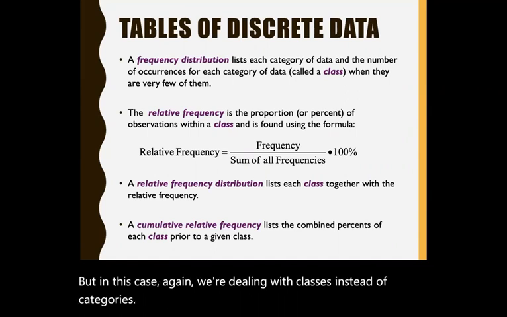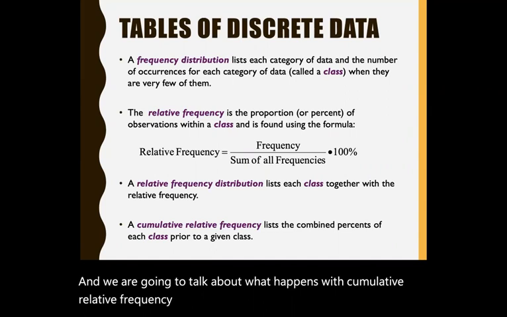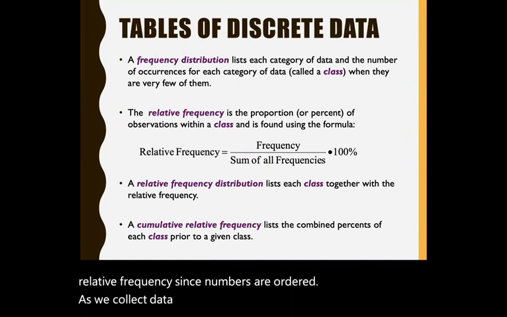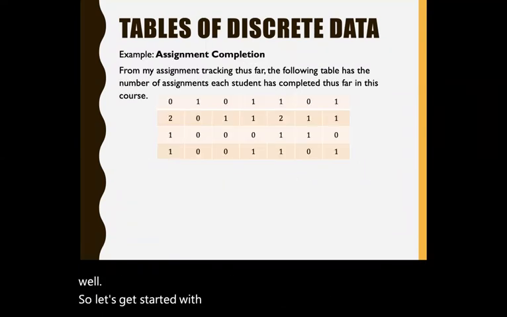And we are going to talk about what happens with cumulative relative frequency. Since numbers are ordered, as we collect data across different numeric values, we'll accumulate relative frequencies. And you'll see that in action as well. So let's get started with an example.